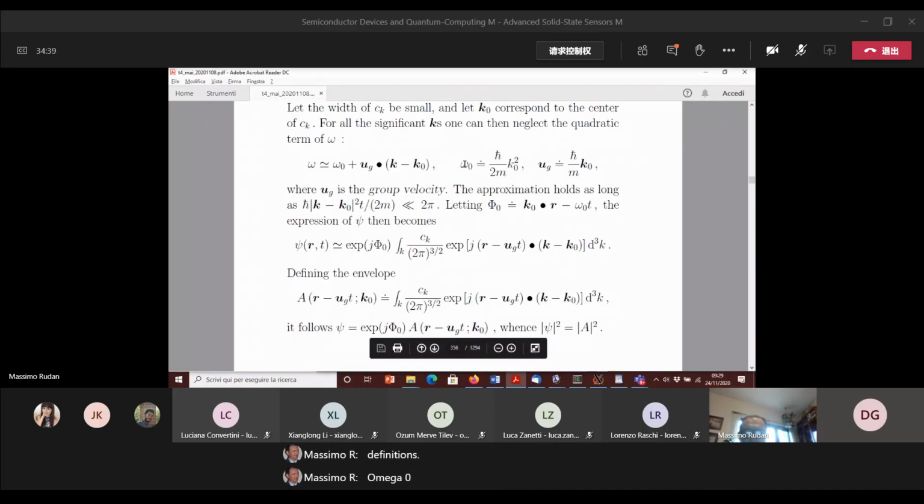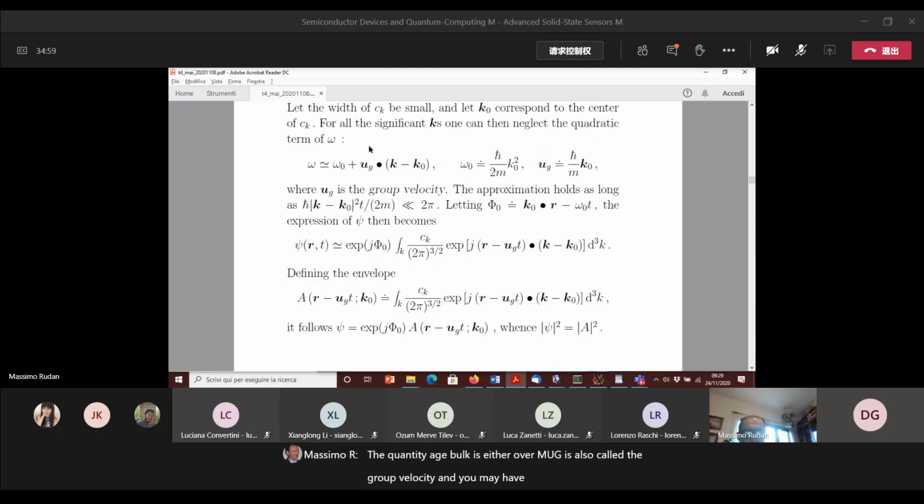Omega 0 is defined as h bar over 2m k0 squared. And we call U sub G the quantity h bar k0 over m. U sub G is also called the group velocity, and you may have already met the concept of group velocity in electromagnetic theory, because it is the velocity of the wave packet. For this reason, we call it U sub G.